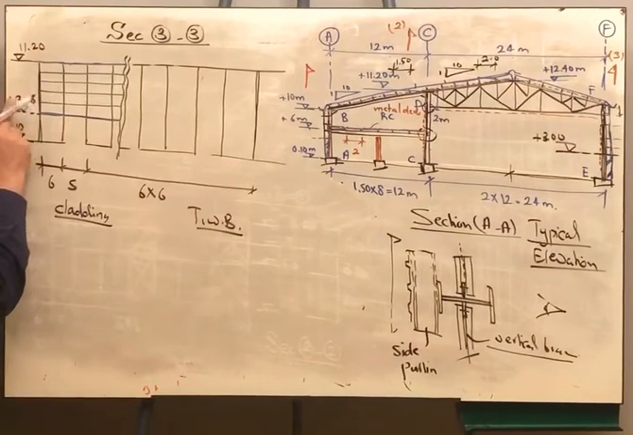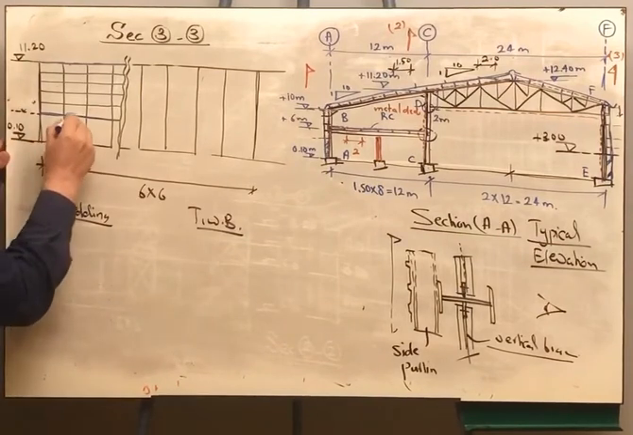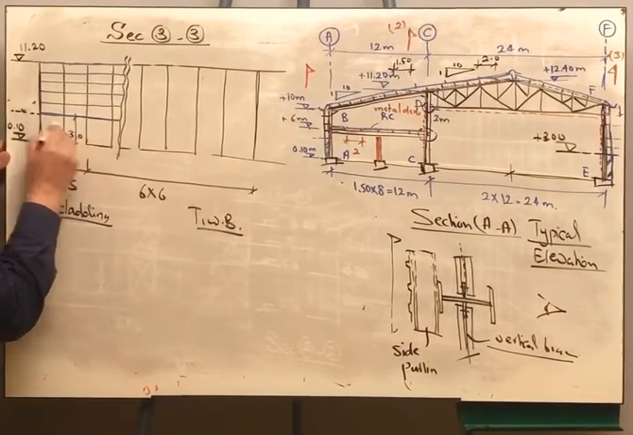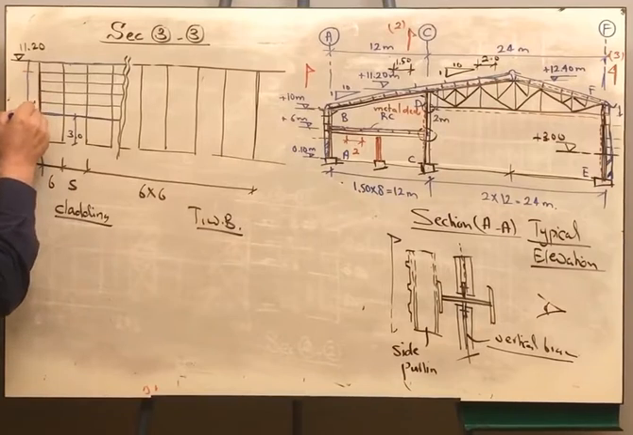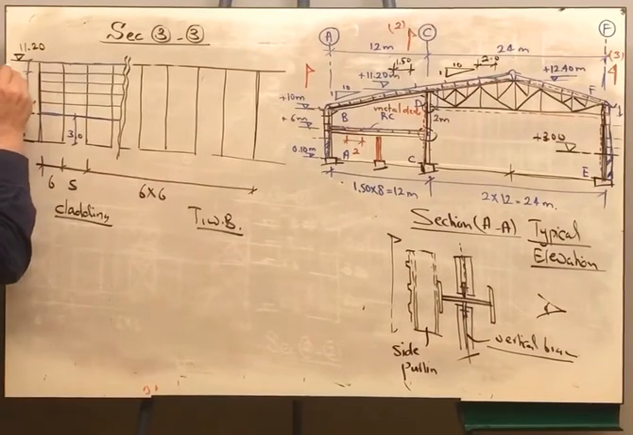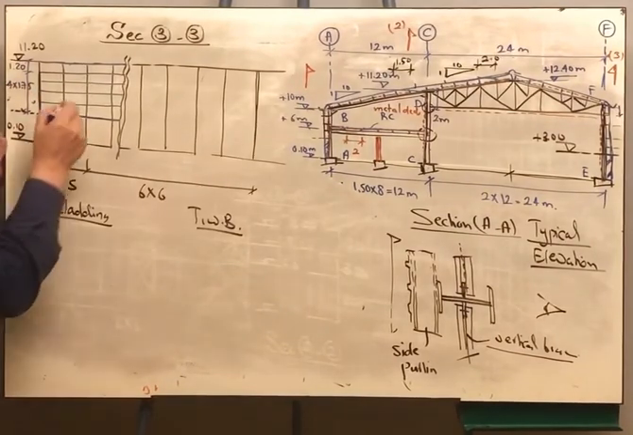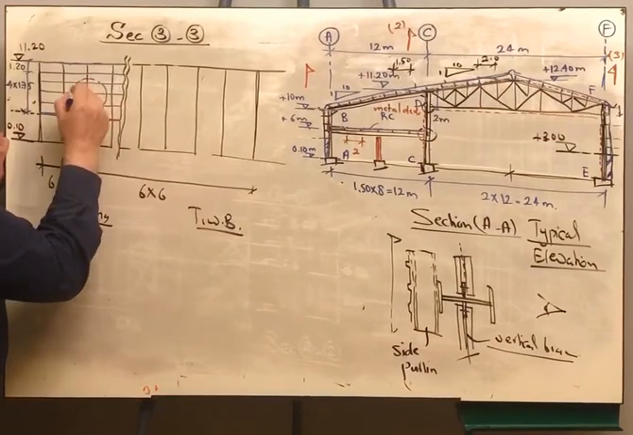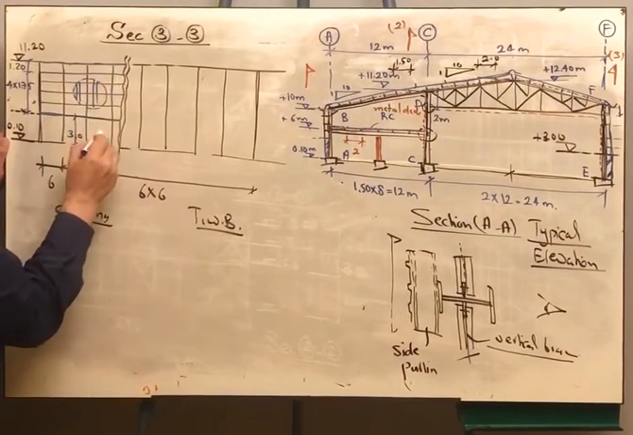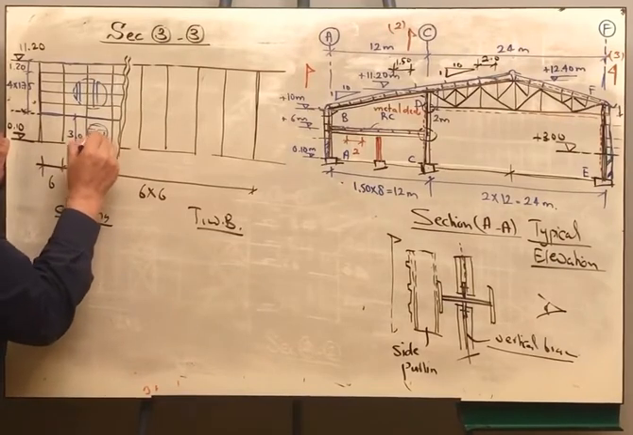So if you would like to write here, this is 3 meters, and this is 1.2, and this is 4 by 1.75. Okay? The cladding system is composed of corrugated sheet, and the cladding system is composed of brick wall.